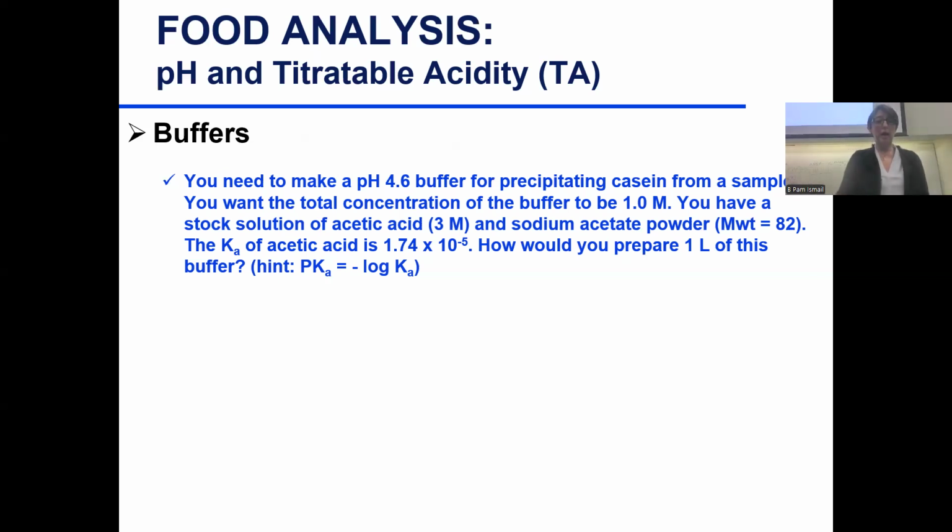So I have a 3 molar stock solution of my acid. If I want to prepare 1 liter, I need 0.592 mole, and I have 3 molar. So then I will do the dilution equation: 3 molar times X milliliters equals the concentration I want, 0.592.